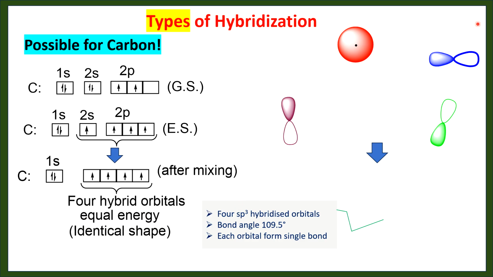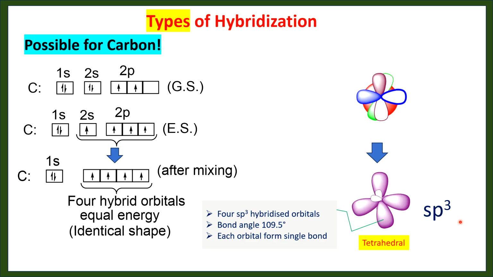We can see how this gets mixed, and after mixing it forms the sp3 hybrid orbitals, and its shape is tetrahedral and the bond angle is 109.5 degrees. Each orbital is available for a single bond. There are no extra orbitals left for a pi bond.